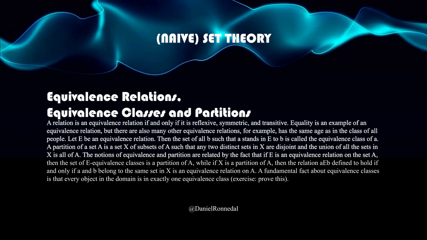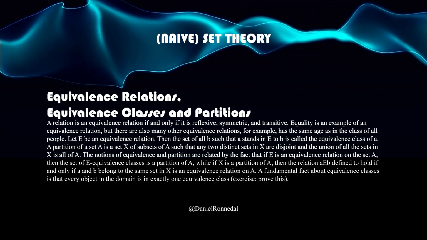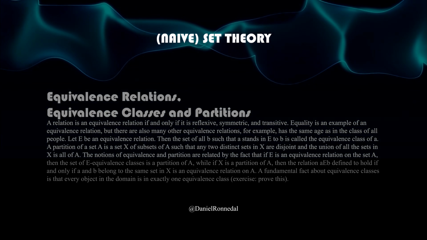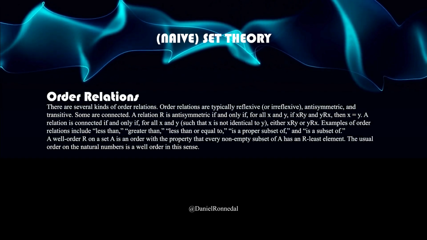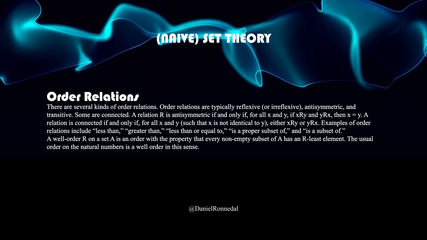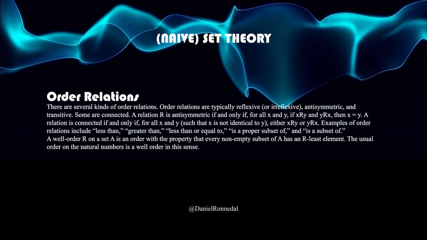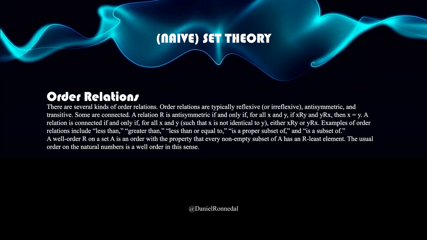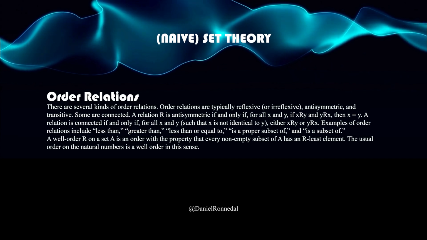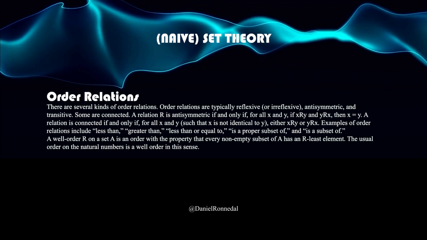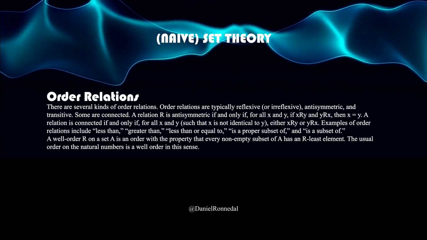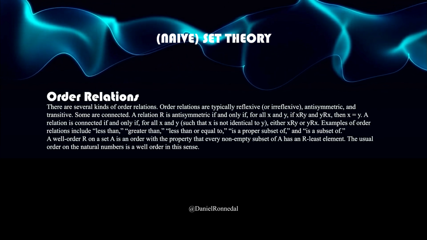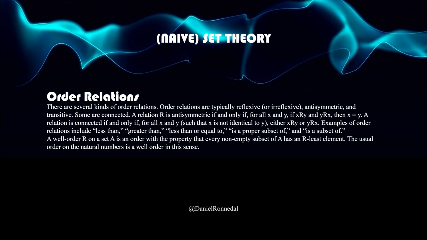A fundamental fact about equivalence classes is that every object in the domain is in exactly one equivalence class. There are several kinds of order relations. Order relations are typically reflexive or irreflexive, antisymmetric, and transitive. Some are connected. A relation R is antisymmetric if and only if for all x and y, if xRy and yRx, then x equals y.